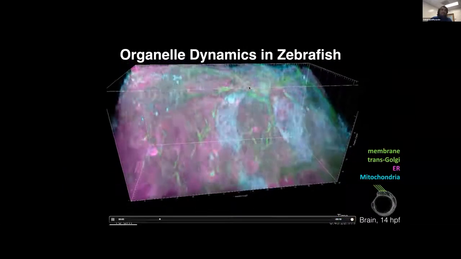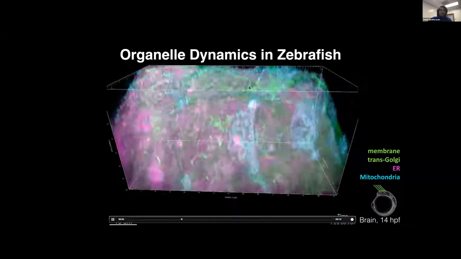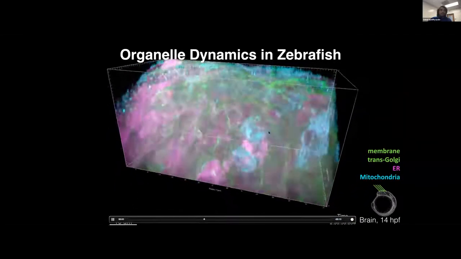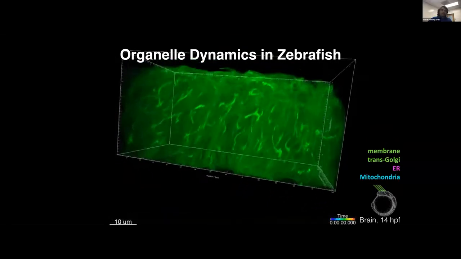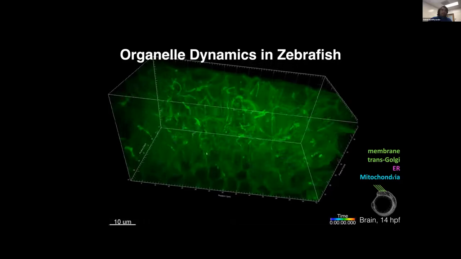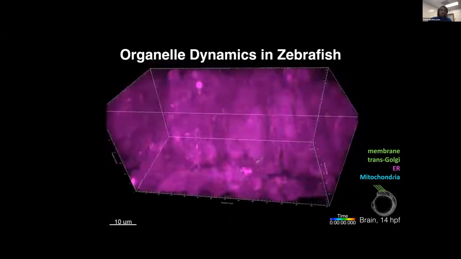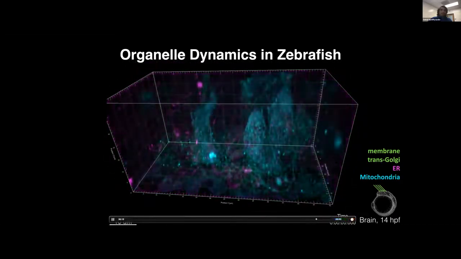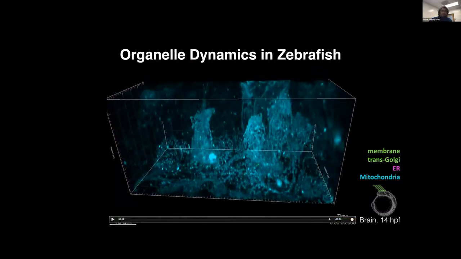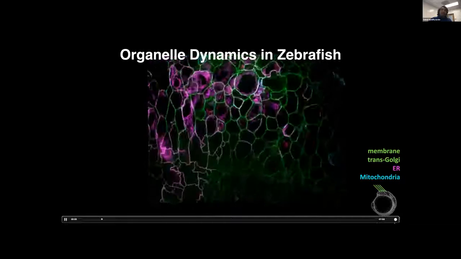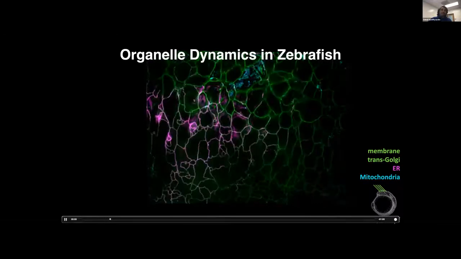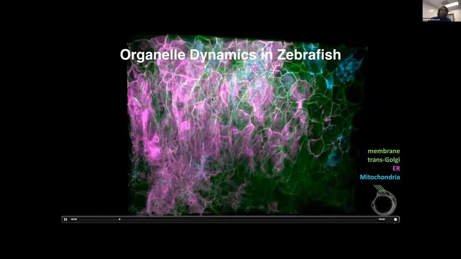Next, we looked at organelle dynamics in zebrafish. So one of the challenges here is that, well, we're looking at several things at once. We're looking at membrane, Golgi, endoplasmic reticulum, and mitochondria. To visualize all of these at once is more of a nightmarish scenario, because you basically have no perception of which cell belongs to what. So the first thing we did was we were able to leverage the membrane signal here to delineate all of these cells that are in the volume of this particular tissue.